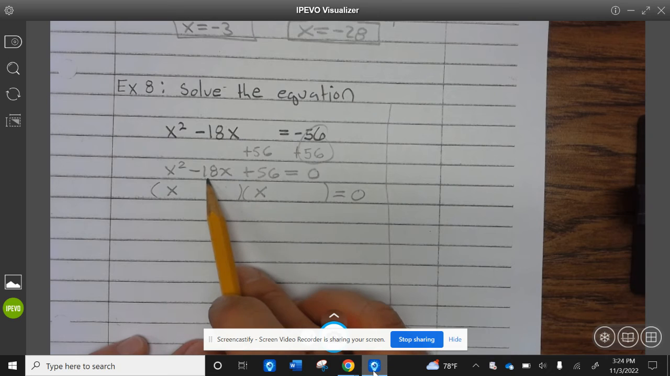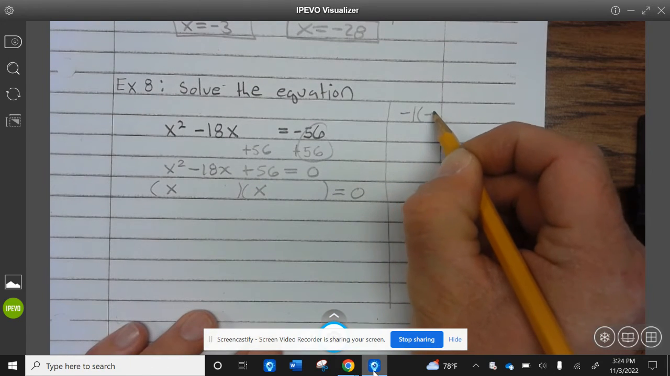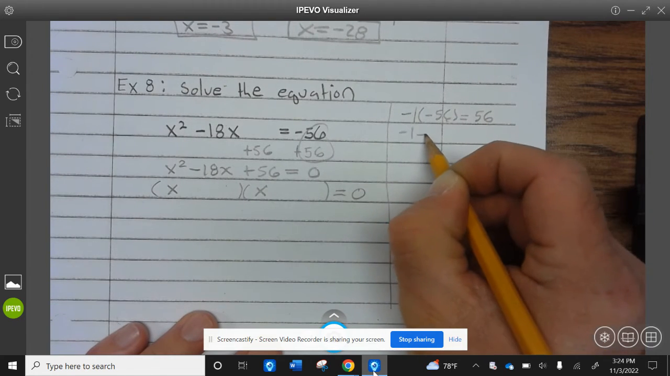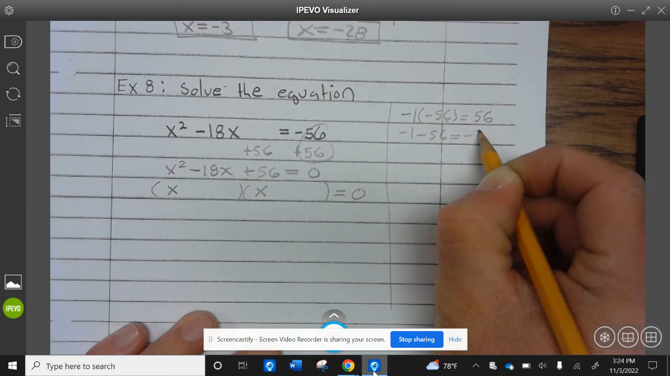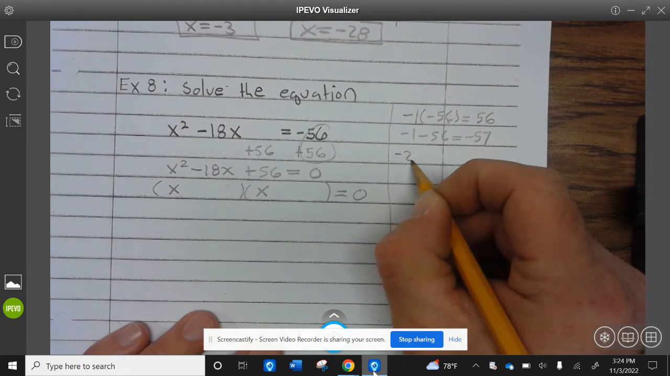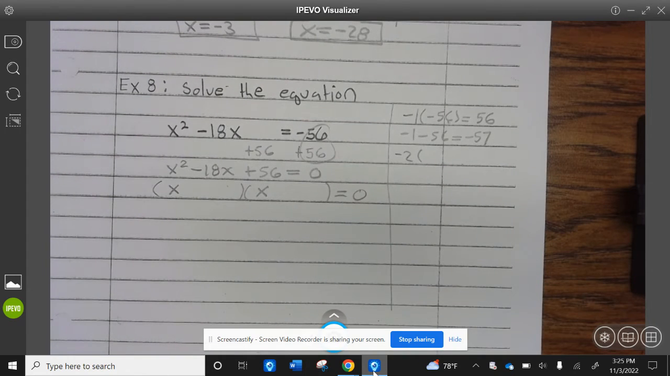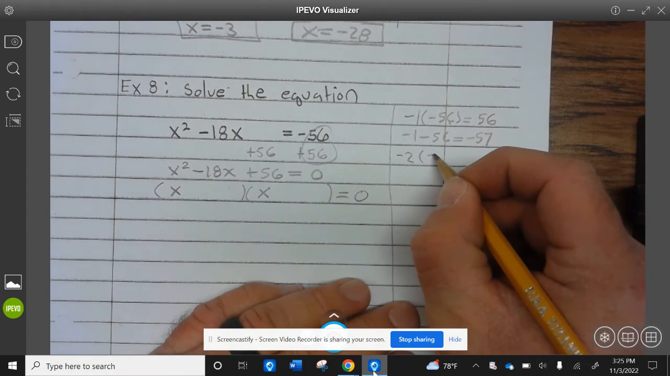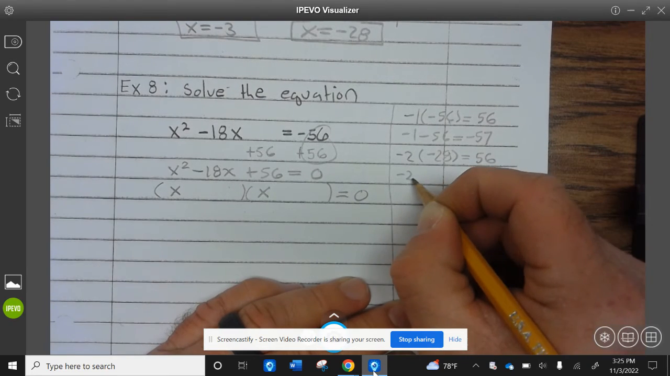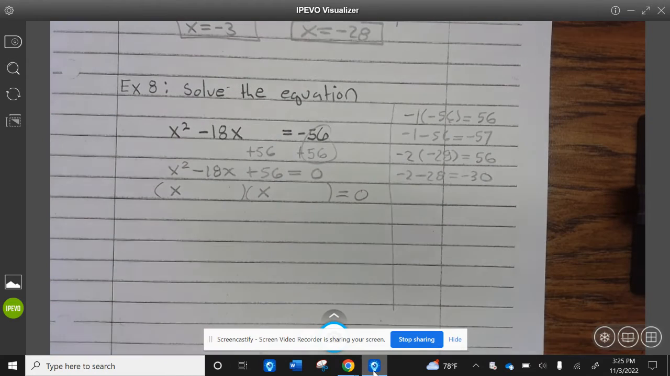Since this number is positive, that number is negative, we have to multiply two negative numbers. So negative 1 times negative 56 equals 56. Negative 1 minus 56 equals negative 57. That doesn't work. Let's try negative 2. Negative 2 times negative 28 is positive 56. Negative 2 minus 28 equals negative 30. That doesn't work, but let's keep going.